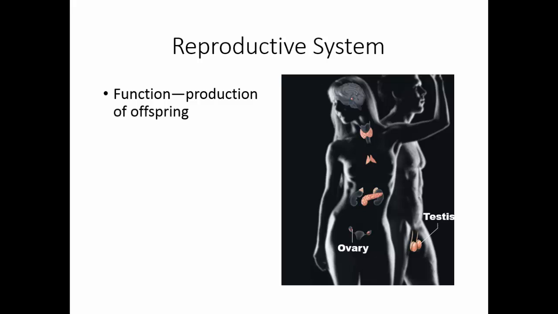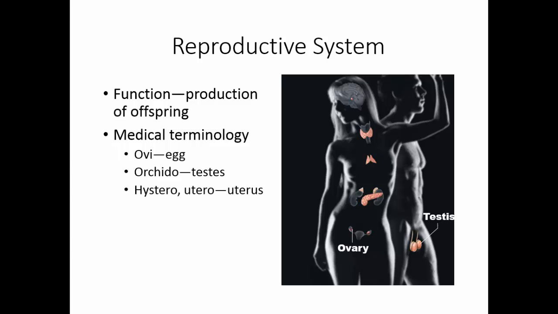Now, in males, the major organ is the testes. In females, the major organ is the ovaries. There are associated organs that help with the functioning of the reproductive system. Medical terminology here, ovi means egg, orchido is the medical term for testes, and hystero or utero is the medical term for uterus. All living things must be able to do certain things, certain life functions.